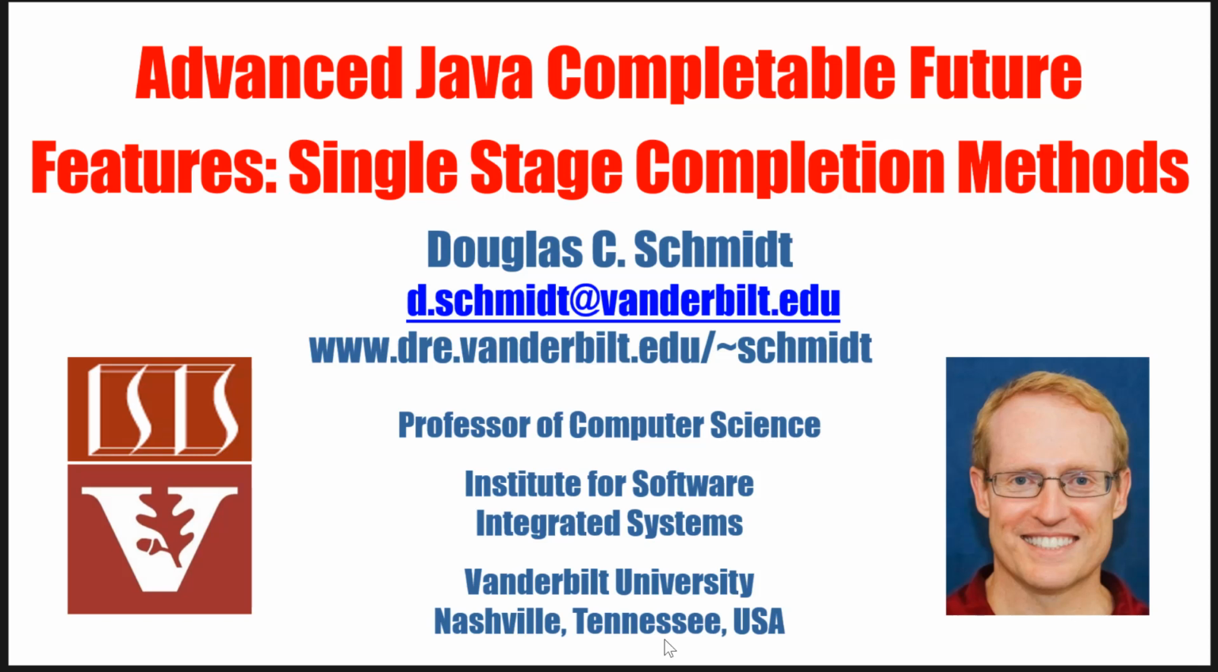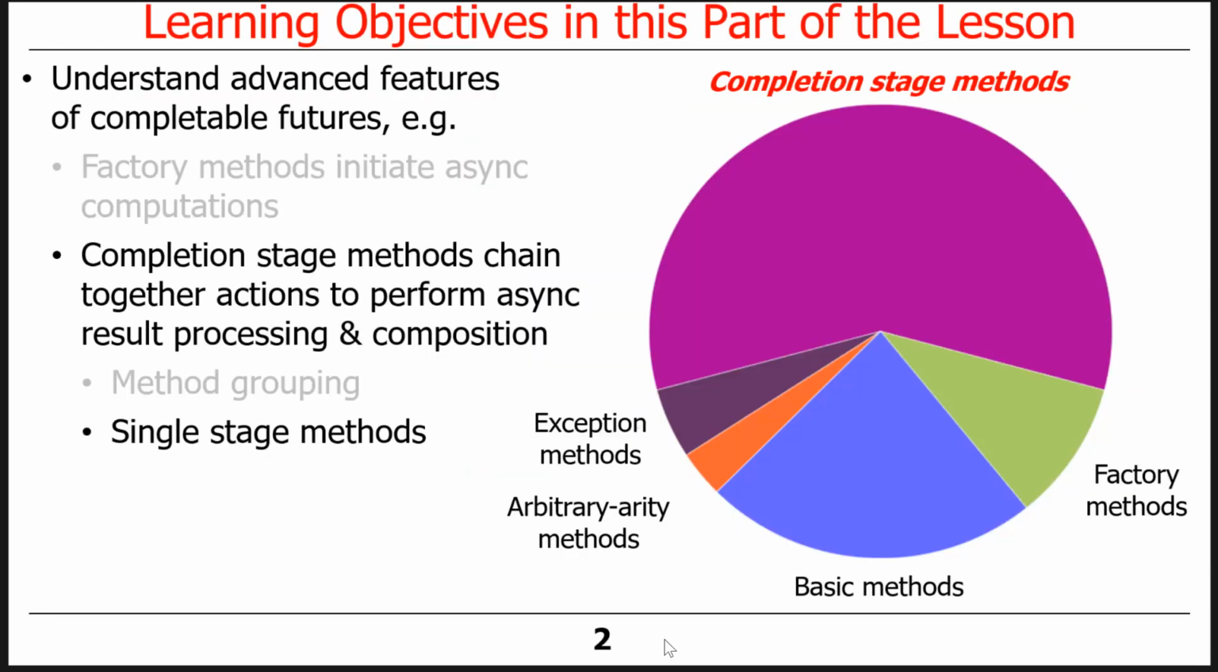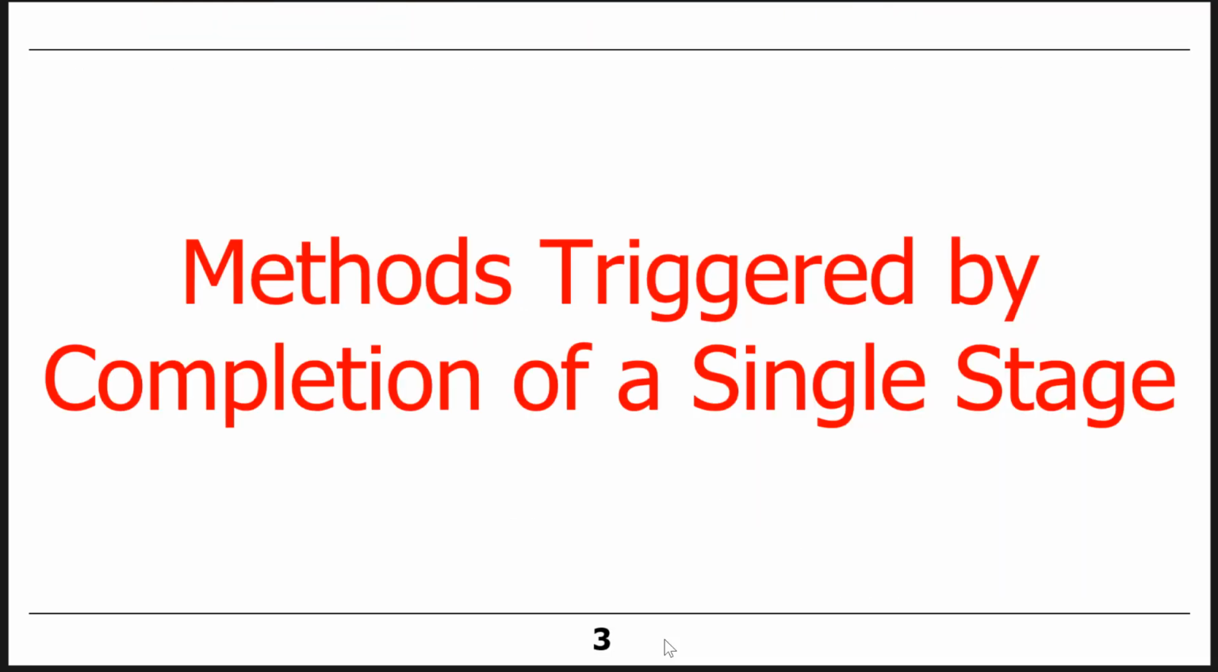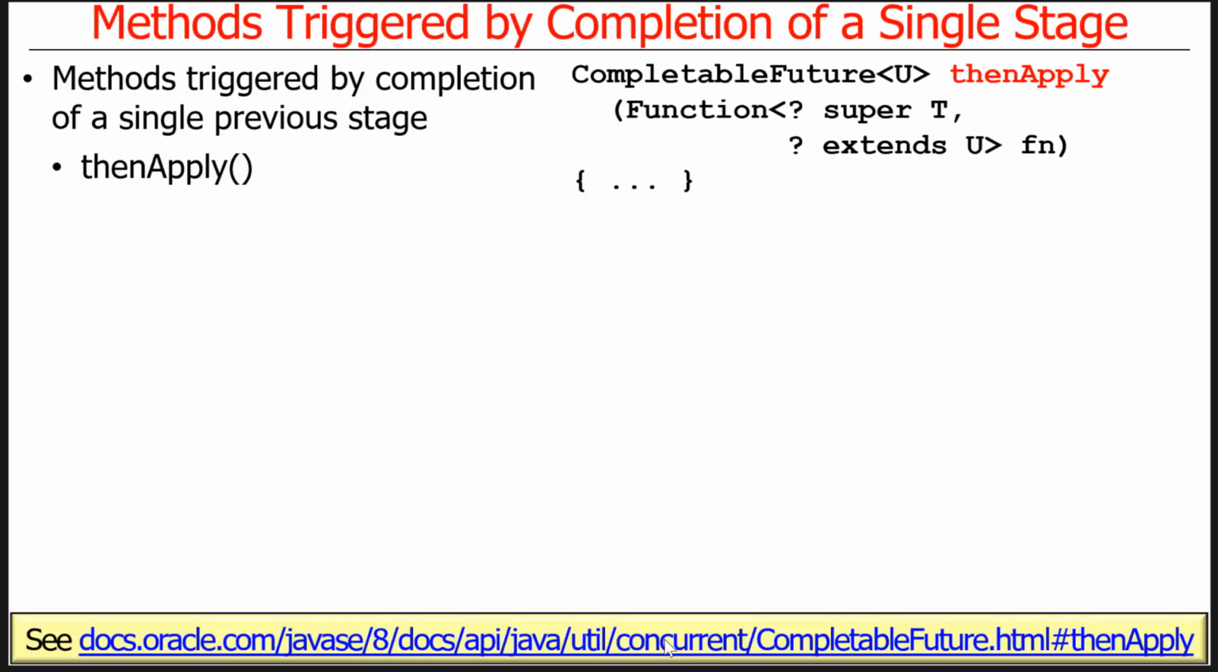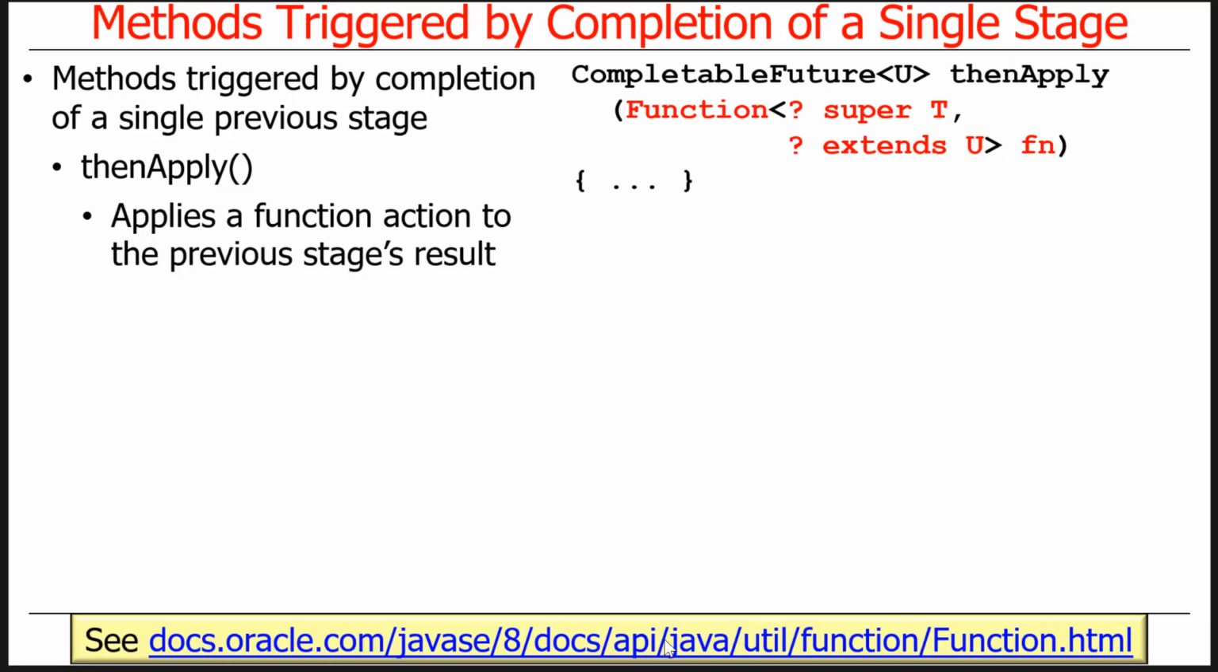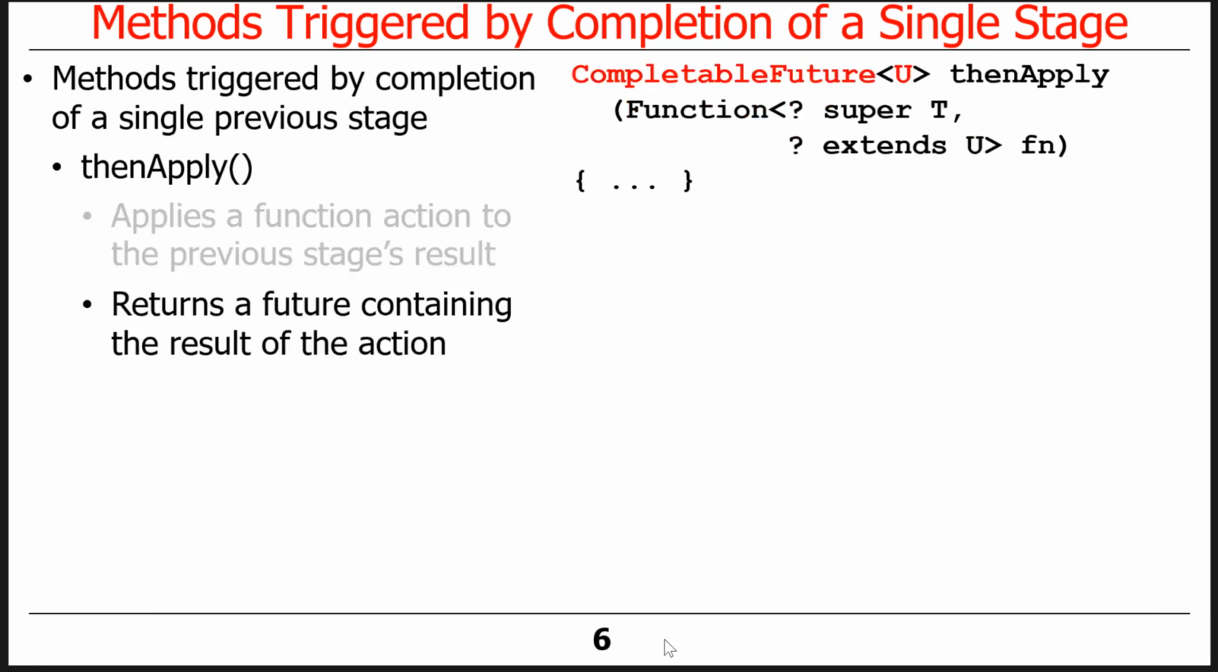What we're going to talk about now is single completion stage methods. So these are the methods that are going to be triggered when a single previous stage completes. And we'll start with thenApply. The thenApply method is going to be passed a function, and it will apply the action of that function when the previous stage's results are done. So when the computation finishes, then this function will be applied to the results of the previous stage.